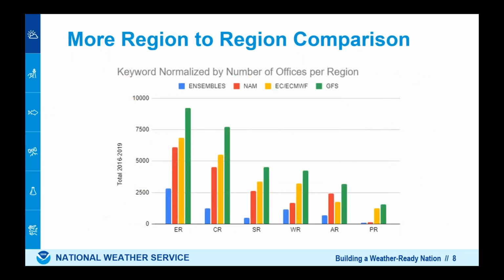So after I gave the poster, somebody asked, can you do a normalization of these by the number of offices per region? And so I did that here, and this is an interesting rank. Again, we're using 2016 to 2019, and I'm just taking the top 4 from what we saw in the previous slides. As you'd expect, the GFS, European, and NAM stay up on top. But it does appear that when you do this normalization, Eastern region is doing quite a bit more references to ensembles than any of the other regions. So just a little interesting note there.